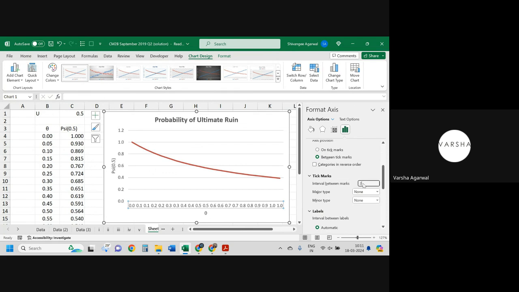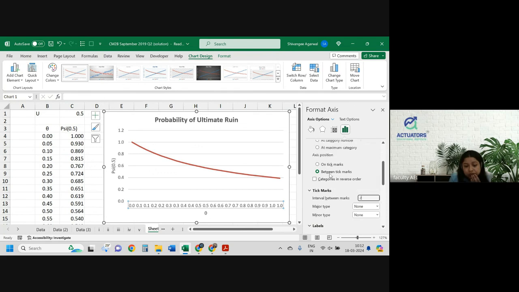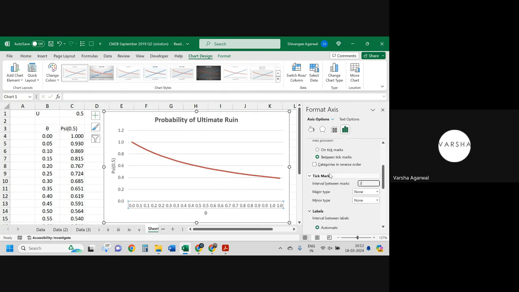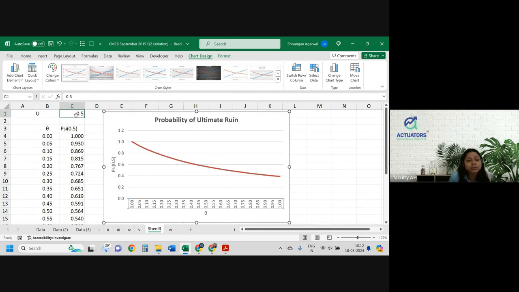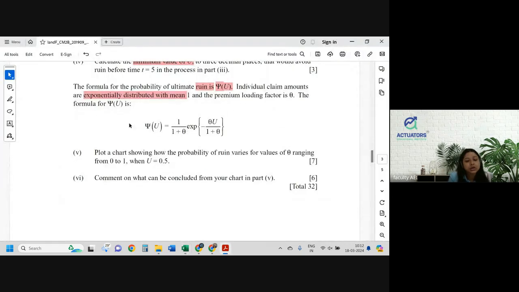In the formula for C4, where we are calculating Xi 0.5, U is fixed at 0.5, right? So it is not changing with the time that we did in our earlier question. U kyun change hoga? U to aapka initial surplus hai na? ये तो U initial surplus है ना, दिया हुआ है, देखो.